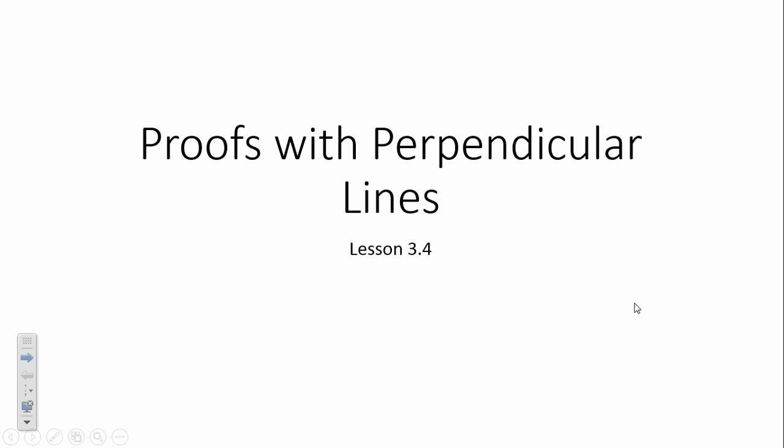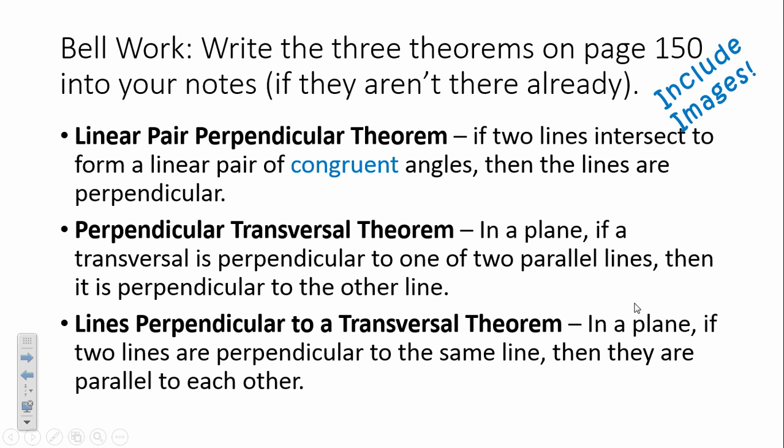Lesson 3.4 is on proofs with perpendicular lines. There are 3 theorems that I asked you a few days ago to add to your notes. They are the linear pair perpendicular theorem, which says if 2 lines intersect to form a linear pair of congruent angles, then those lines are perpendicular. And it helps if you have the drawings, so it's a good idea to go to page 150 and put those drawings in your notes as well.